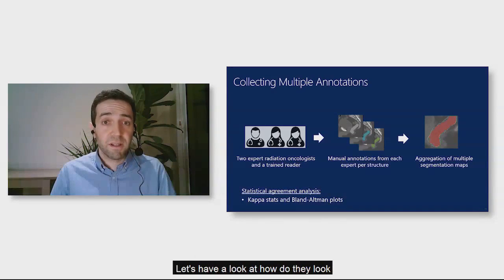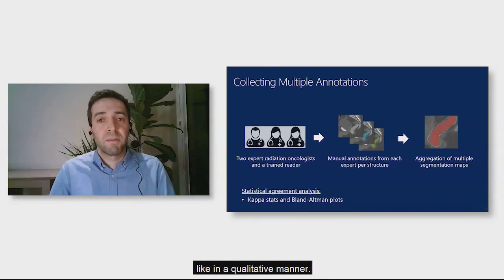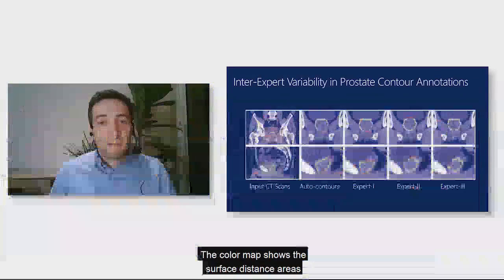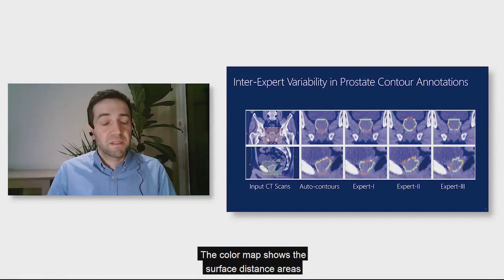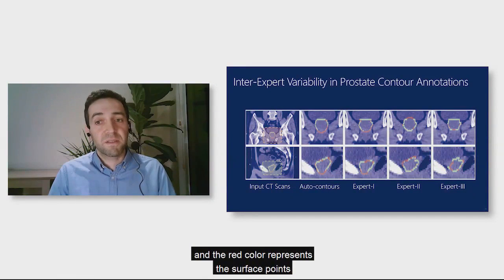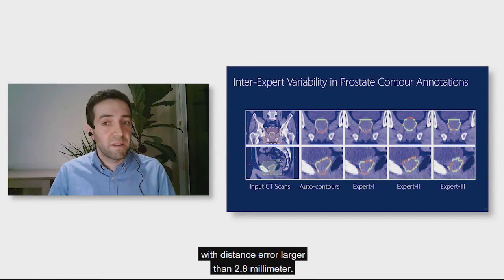So let's have a look at how they look in a qualitative manner. Here we're showing the prostate contours collected from the model and the experts obtained on two different pelvis scans. The color map shows the surface distance errors with respect to the gold standard contours I just mentioned. And the red color represents the surface points with distance error larger than 2.8 millimeters.